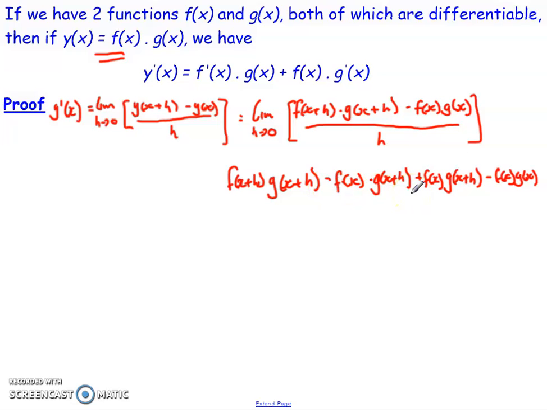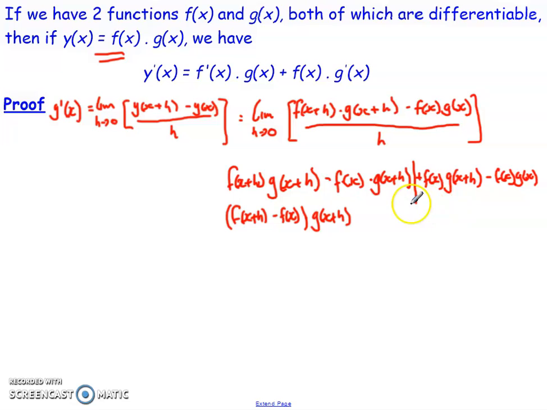Now the reason we've done that is I'm going to take this top line here and split it in half. So I've got a half of the function here and a half of the function here. Now if you look at this side of the line, you'll notice that g of x plus h is a common factor of both of them. So I am going to take g of x plus h out as a common factor. That'll leave me with f of x plus h, take away f of x, all multiplied by g of x plus h. So that'll be within a bracket because I've taken it out as a common factor.